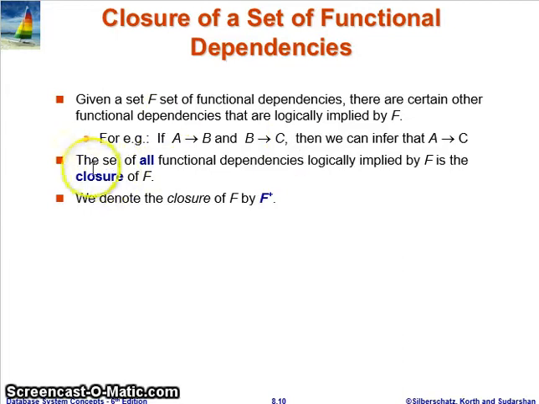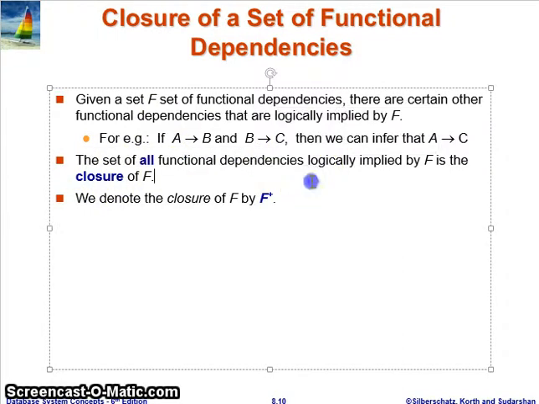FDs. The set of all functional dependencies logically implied by F is the closure of F. We denote the closure of F by F superscript plus. The meaning of closure of FDs is: if there is a given set of FDs, and using this set we are able to derive other FDs, then the other FDs and your given FDs make a set. The set is called the closure of that FD set.